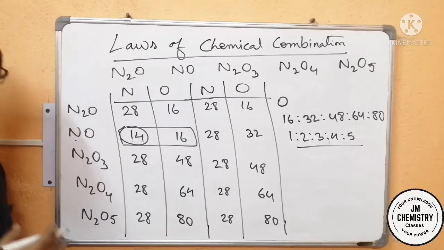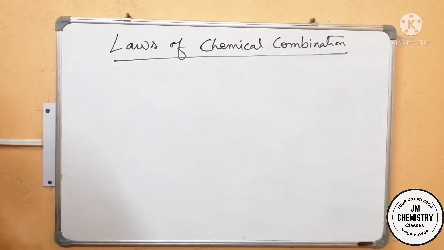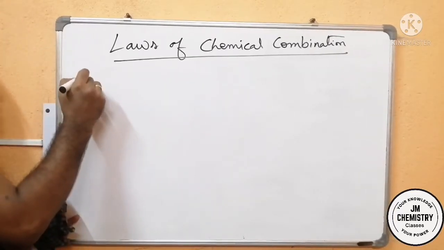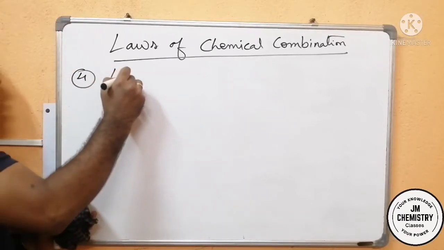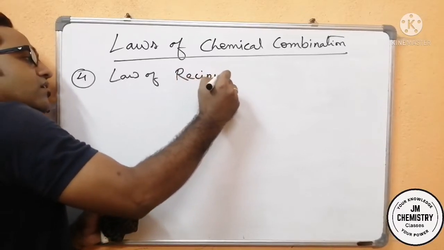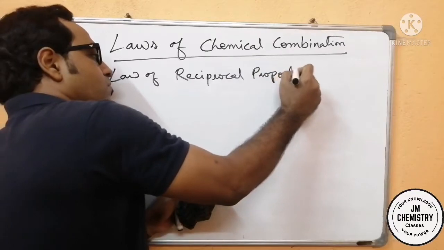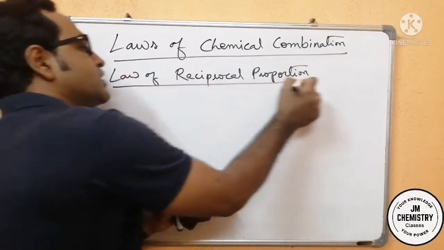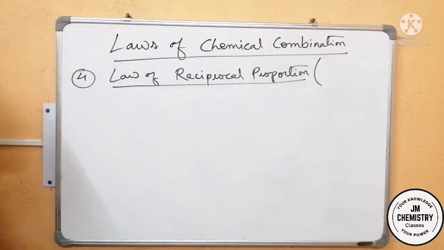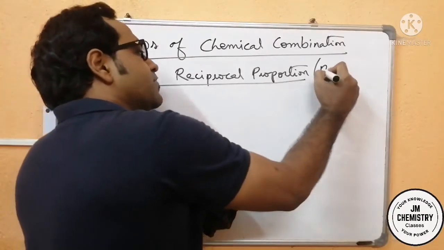Next we will move on to the law of reciprocal proportion, which is a little difficult, but with time it will become easy for you. Our fourth law is the law of reciprocal proportion. This was given by Richter.